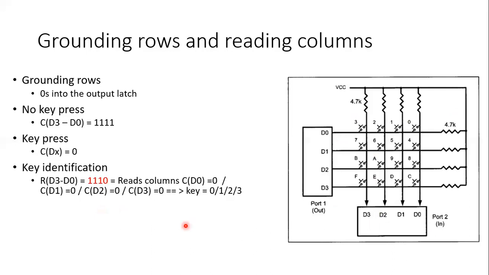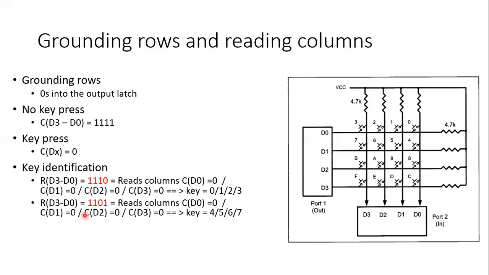Similarly, next, if there is no key press and all the columns are having value 1, what do we do? We set the next bit of a row to 0, and all other bits we set to 1, isn't it? So now, depending on which column is going to give a logic value 0, we can deduce the key press to be 4, 5, 6 or 7.